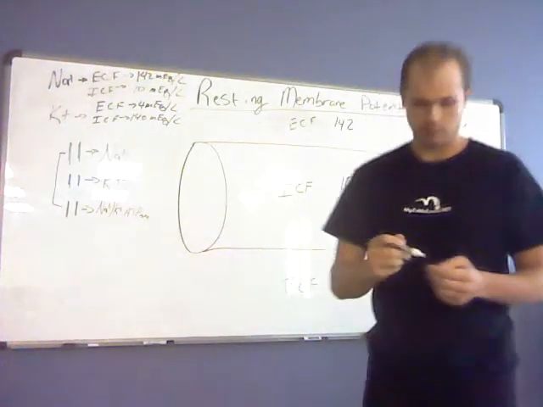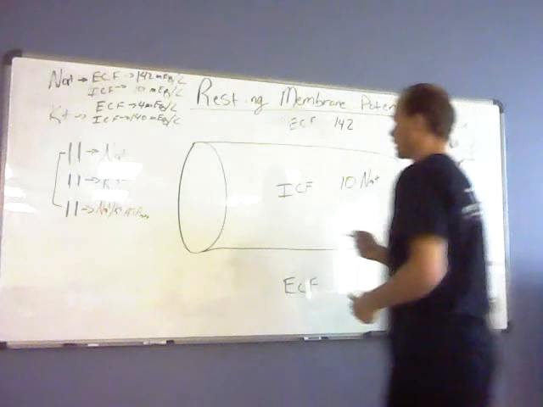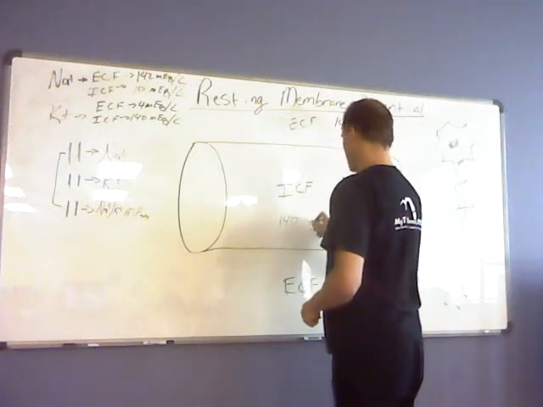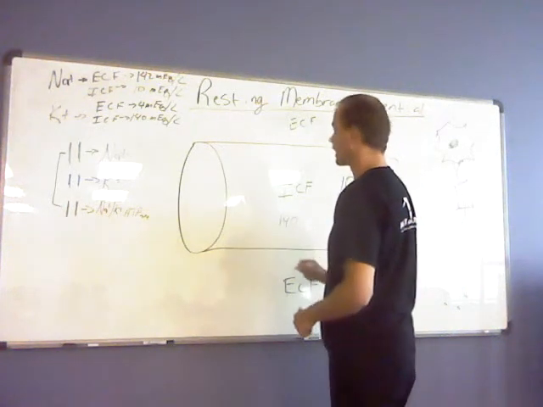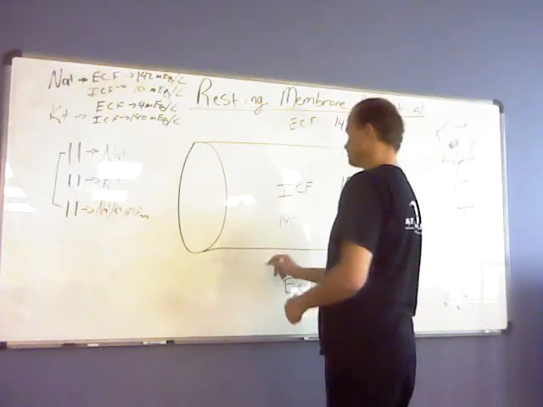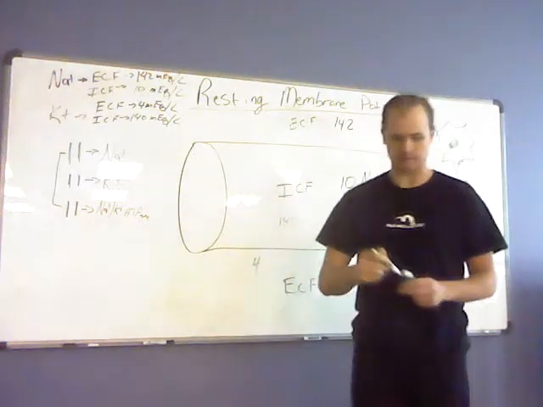And then when it comes to potassium, there are 140 milliequivalents of potassium on the inside of the cell, and only, give or take, about 4 milliequivalents on the outside in the extracellular fluid.